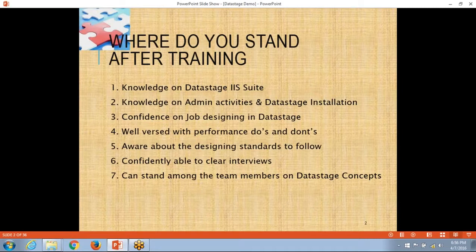As I've already told you, we'll be opening DataStage in front of you and designing the DataStage jobs. These are all the topics and elements that we are going to cover, and this is all about this training. If you have any doubts, we can have a discussion on that.